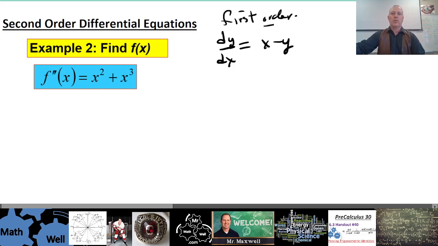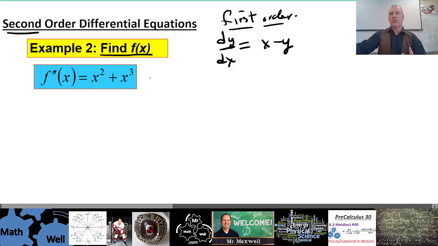First order refers to the first derivative. If we have second order, that means we have a second derivative involved. So to find f of x given f double prime of x, we have to take the antiderivative of this two times, or we have to integrate twice.